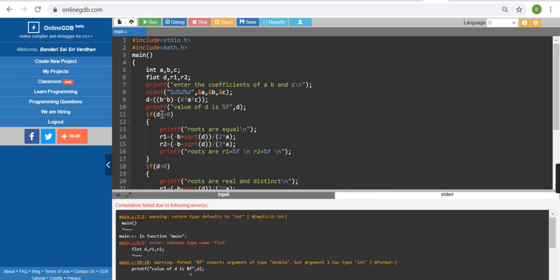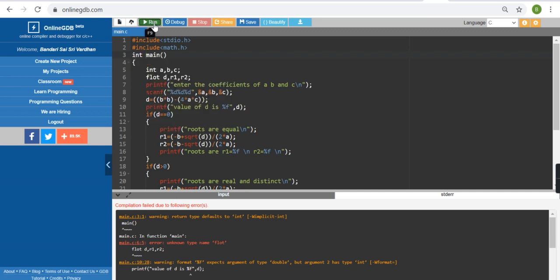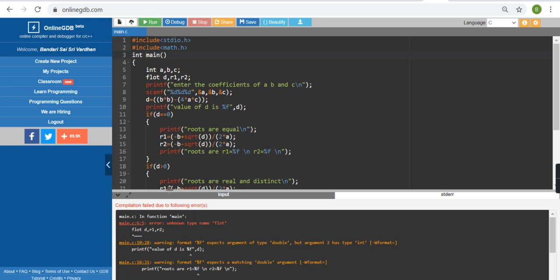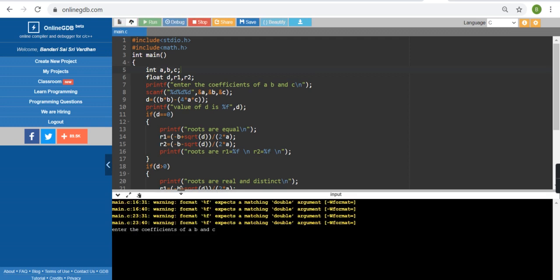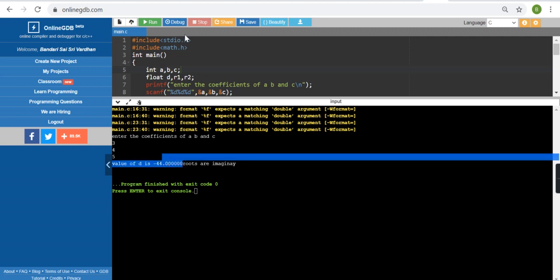See now, what is the thing I got here? In the main section, right, here I have not declared float. Float, this is the proper name. So even after declaring 3, 4 and 5, the value is 44 point. Here you can observe the change. The value is 44.0000. Before that we didn't have that.